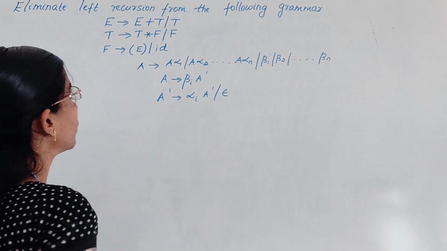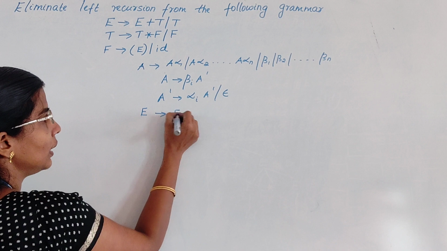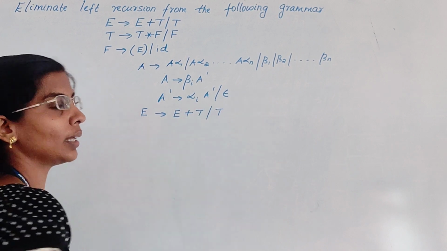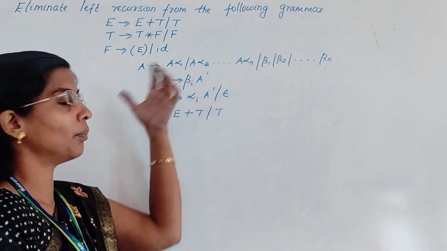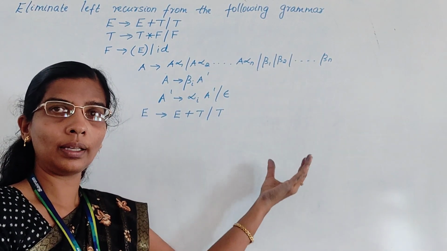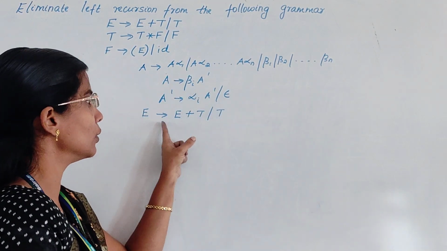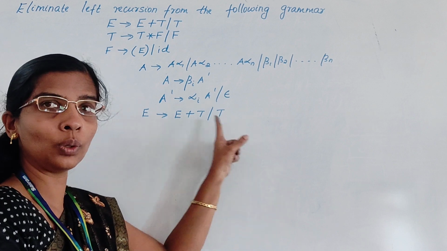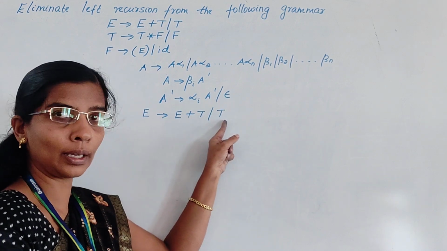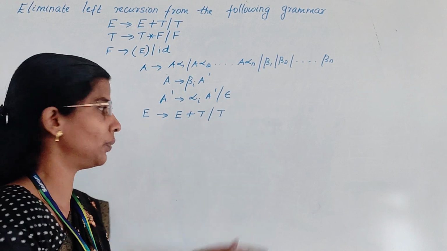So I'll take and write my first grammar. E tends to E plus T, T. As I told, your grammar may or may not have a left recursive part and a part without left recursion. If you see this, I have two rules. The first rule has left recursion, but the second rule does not have left recursion.